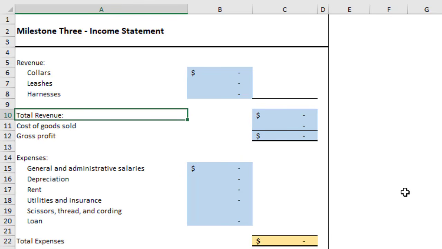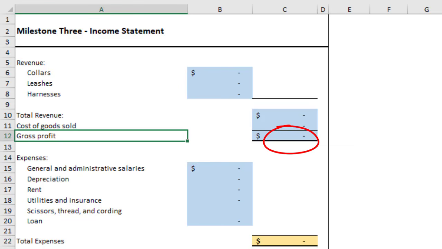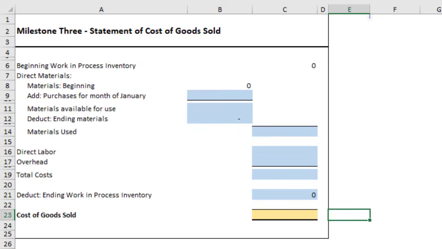We're not working on the income statement today, but you can see that it's needed to do the profitability of the company. Cost of goods sold is an important element. If you take the revenue that you earn from selling the harnesses, collars, and leashes, and then you subtract from it how much it costs to make those, then you get your gross profit, and then after you subtract the rest of your expenses, you can figure out the profitability of your company. So it's pretty important that we get the cost of goods sold.